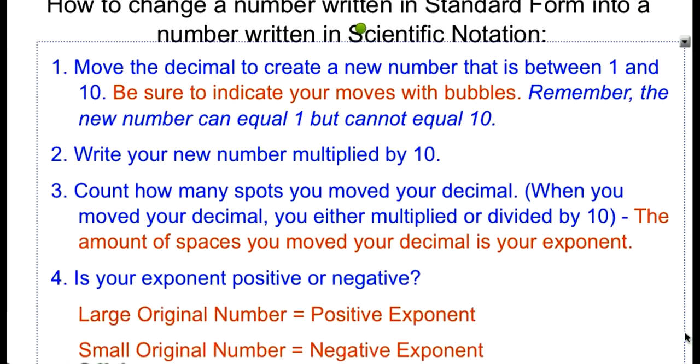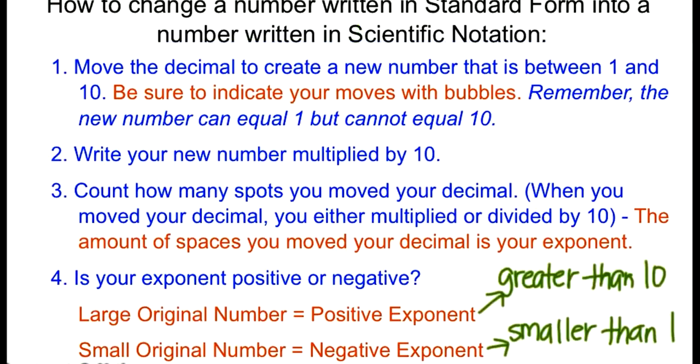How you tell is whether your original number is large. If your original number is large, then you have a positive exponent. If your original number was small, then you have a negative exponent. And when I say large, that means greater than 10. And when I say small, then your number was smaller than 1. So again, large original numbers are greater than 10. Small original numbers are smaller than 1.